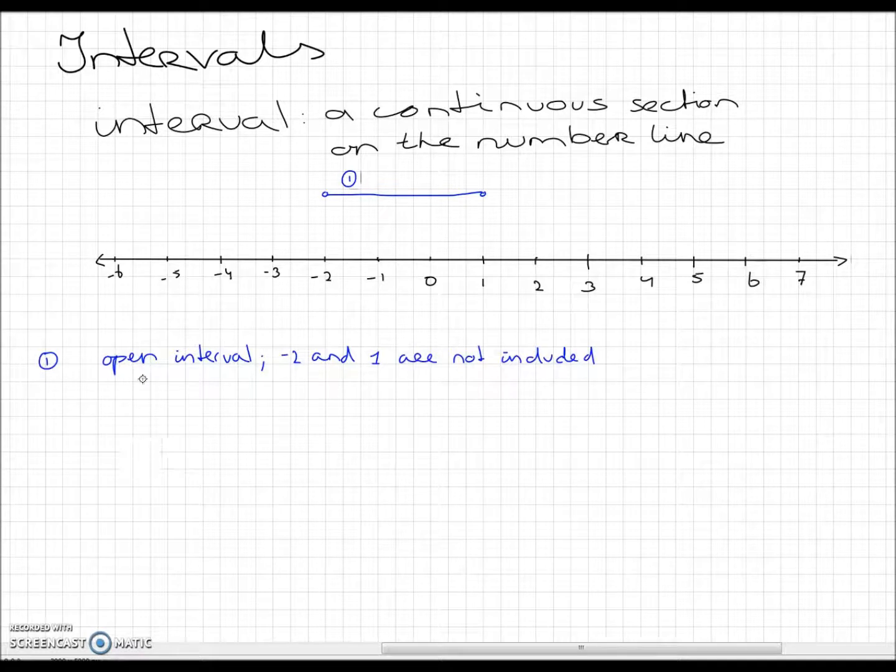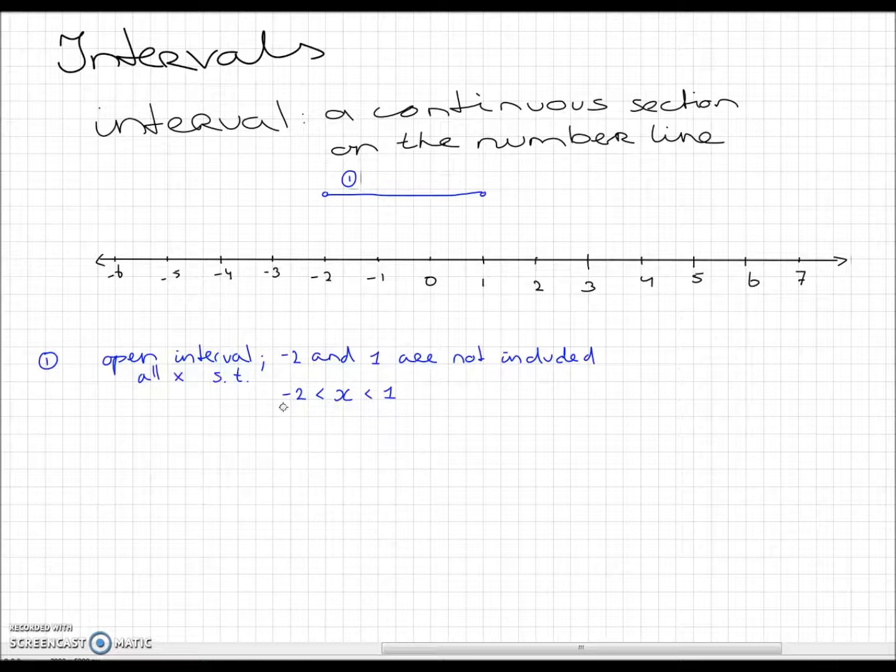Then this section can be written down as all values for x, such that -2 is strictly smaller than x, and x in turn is strictly smaller than 1. So x is in between -2 and 1. -2 and 1 are not part of the interval, so I use the strictly smaller than signs.